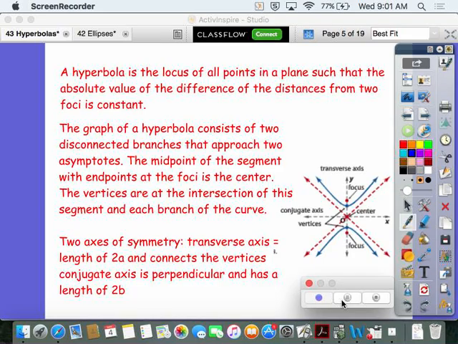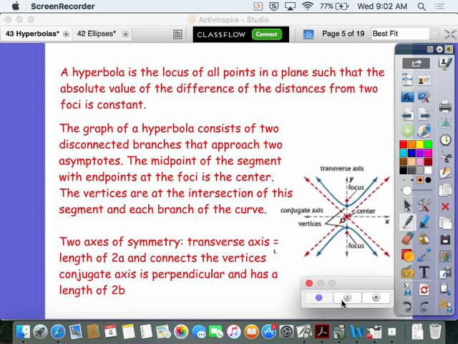The midpoint of the segment with endpoints at the foci is the center. So when you take the midpoint of the segment that connects the foci, you get the center. And the vertices are at the intersection of this segment and each branch of the curve. So you're going to have two vertices, two foci, and this time you're going to have two asymptotes. Each conic has its own different characteristics.